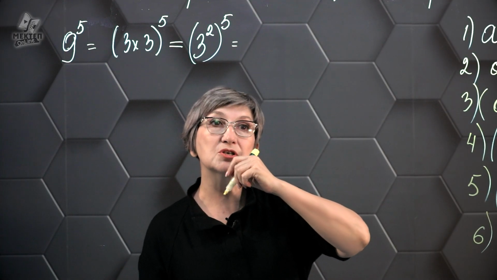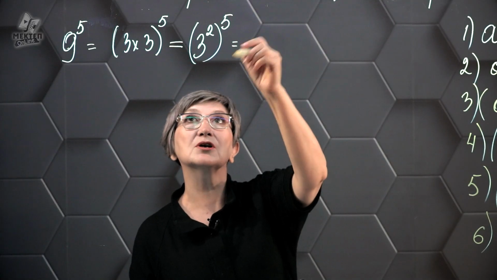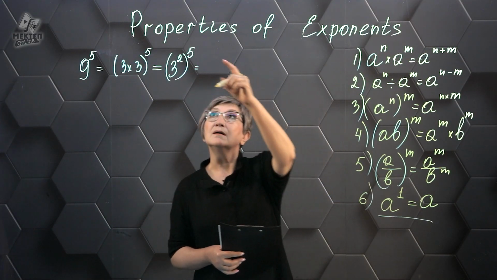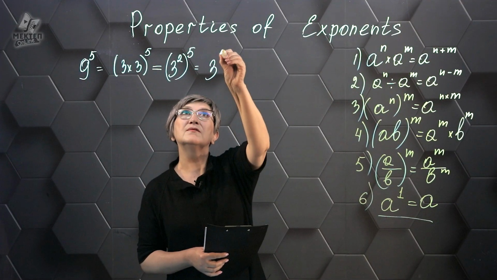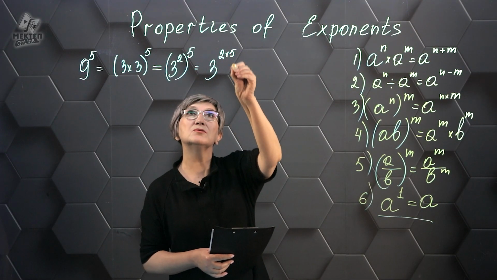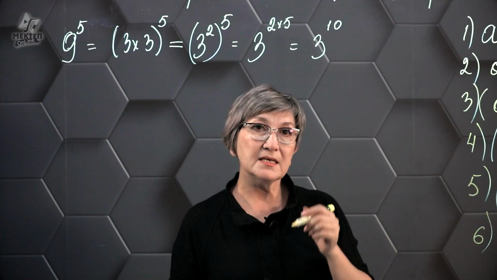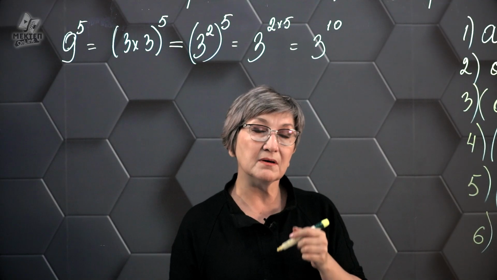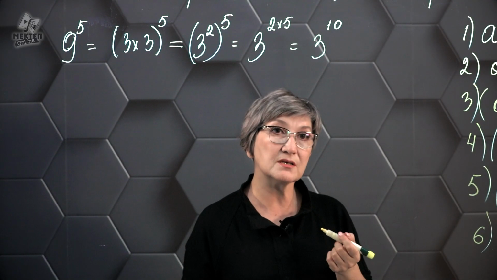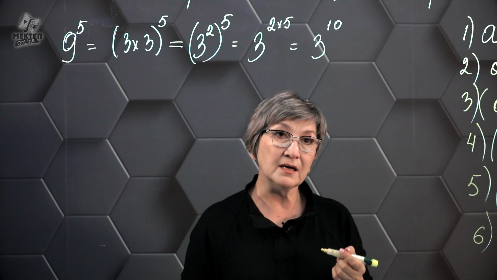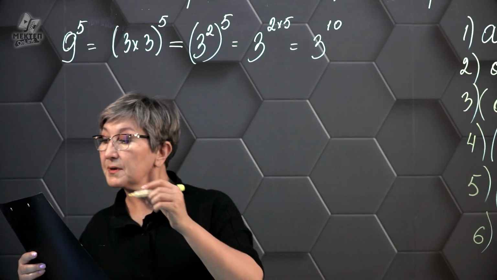Now let's calculate what degree we have. By the rule, using the power of a power, we have 2 times 5. As a result, we get 3 to the power of 10. These conversions should be done when you simplify an expression. And now, let's change the base of the degree in the following example.